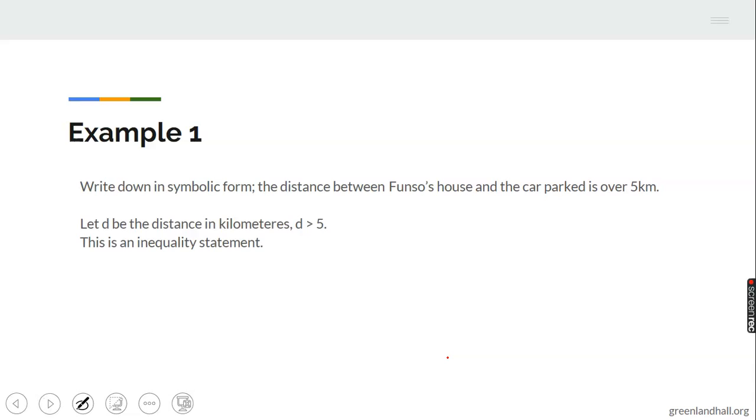So let D be the distance between Funcho's house and the car parked. Let D be the distance. That was what we did here. So we want to write it in symbolic form, which is the distance between Funcho's house and the car is over 5 kilometers. So if D is the distance between Funcho's and the car, that means D is greater than 5, because the distance between is over 5 kilometers. So it's more than 5 kilometers. That is the meaning. So this is an inequality statement.